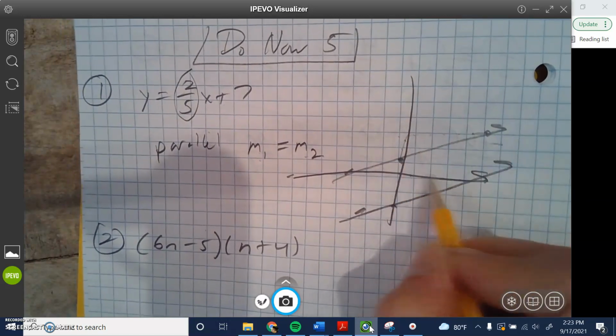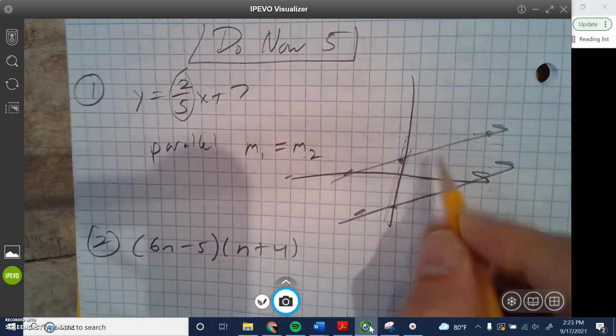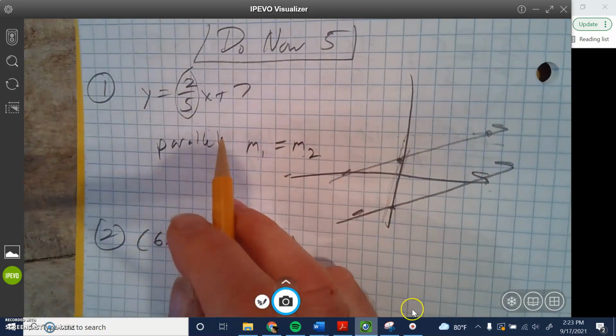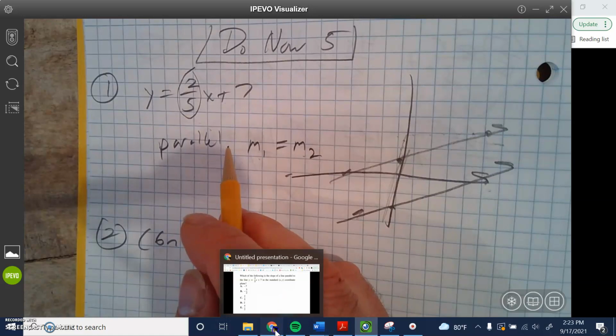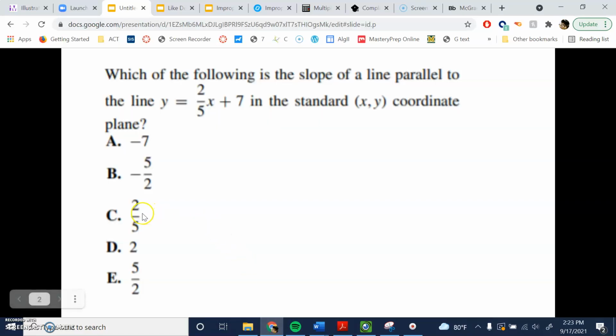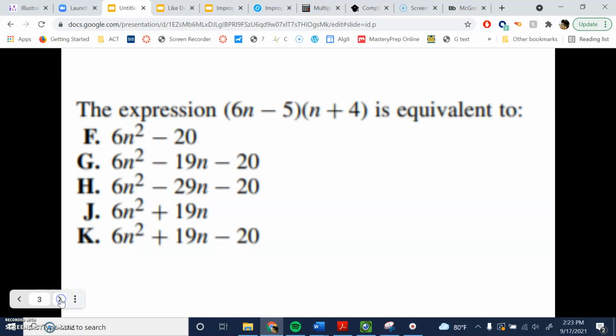Up to right 5, up to right 5. The y-intercept is different like that. Obviously, so you knew that. Awesome. So the answer is C. All right, next one.